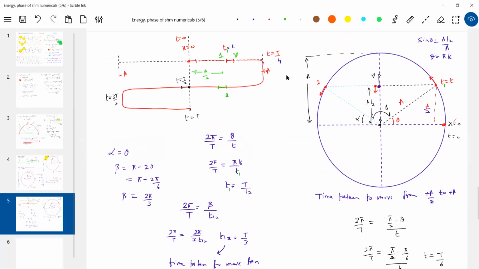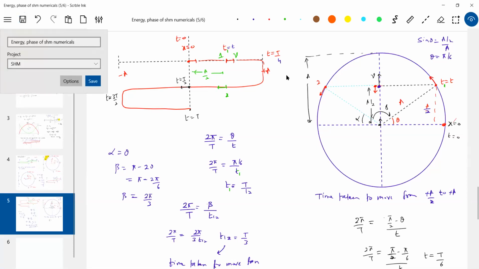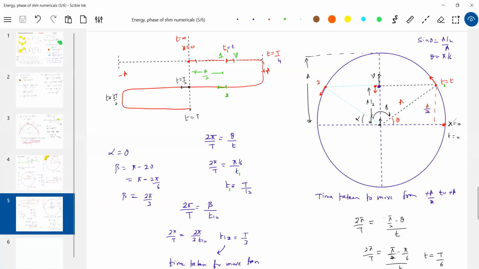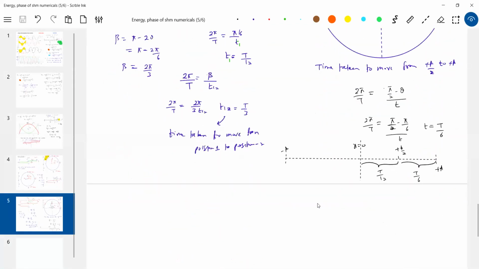So how to calculate the time taken by a particle to move from one point to another point? The circle is what we are going to take help of. The same idea that we brought in the very beginning is what we are going to introduce here. Okay, let's explore a few more conditions, then we'll enter into numericals.